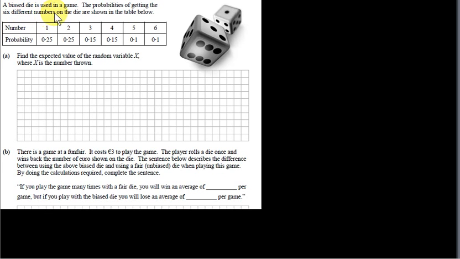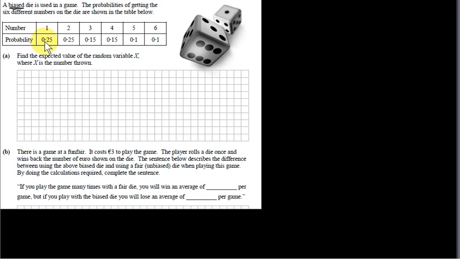A biased die is used in a game. The probabilities of getting the 6 different numbers on the die are shown in the table below. Now, because the die is biased, it means that the probabilities of getting these numbers are different. If the die was unbiased, then the probabilities of getting each of these 6 numbers would be the same.